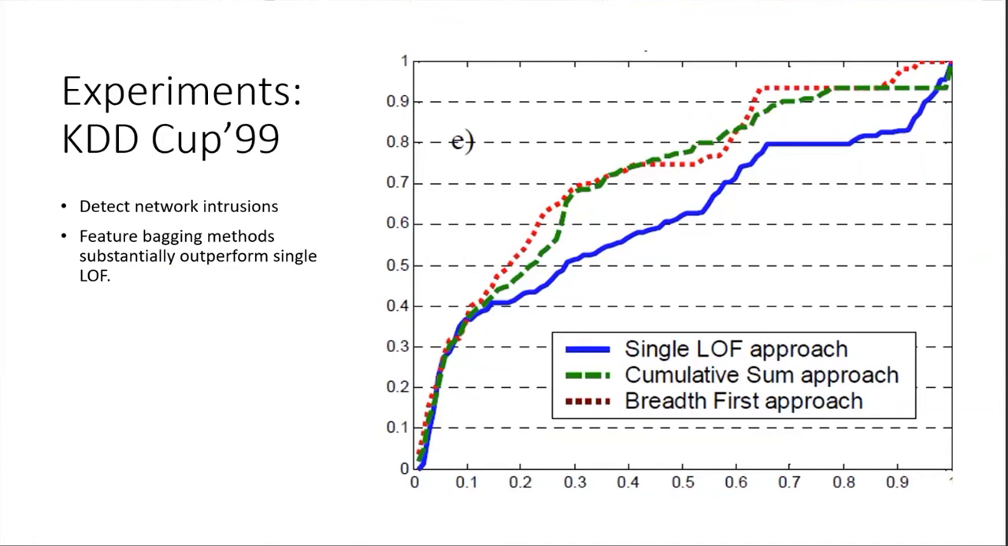So here we observe clearly that the feature bagging methods lead to significant improvement, as opposed to using the single LOF approach. Now, one possible explanation is probably that in this dataset, only a few features may allow us to detect that some intrusions may be anomalies.